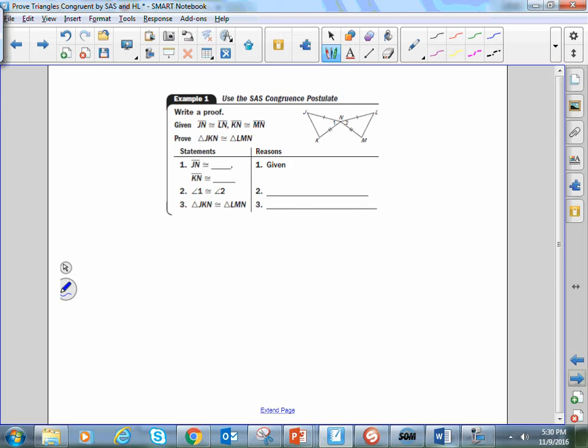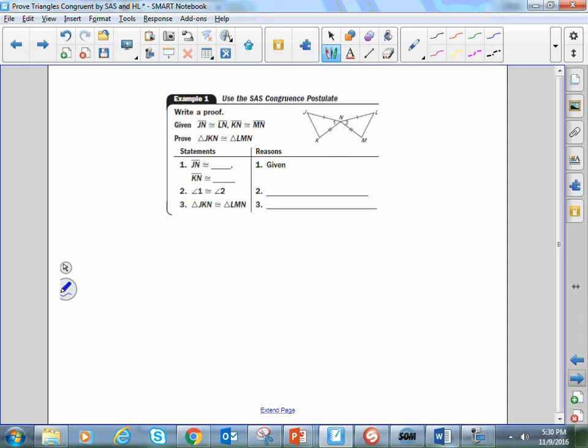So let's take a look at how we're going to be looking at these things. Similar to what we did with the side postulate, we want to be able to write a two-column proof that shows why these triangles are congruent to each other. So we have this figure where we have two triangles, and JN is given to be congruent to LN, KN is congruent to MN. And we want to prove that the triangles are congruent to each other.